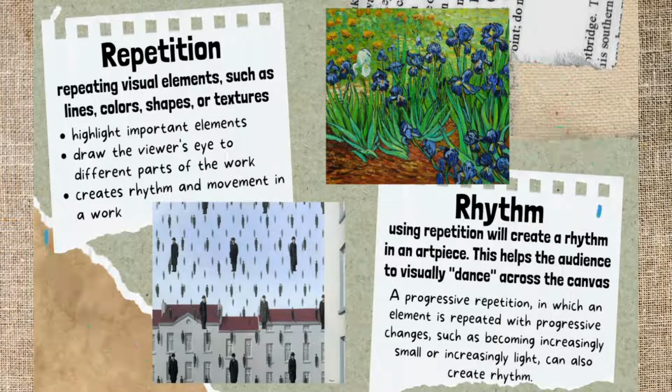And repetition on its own is just the repeating of any visual element. So in this case, we see the image of the man raining from the sky, all over different perspectives, far away, up close, but still repeating that same object.